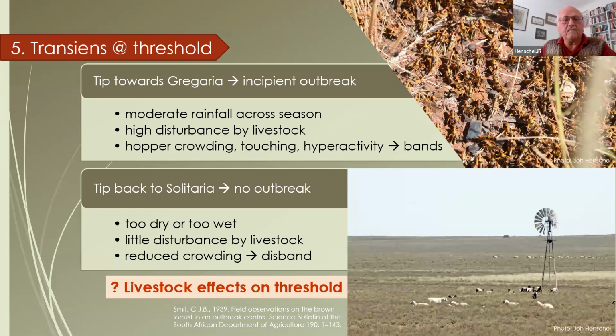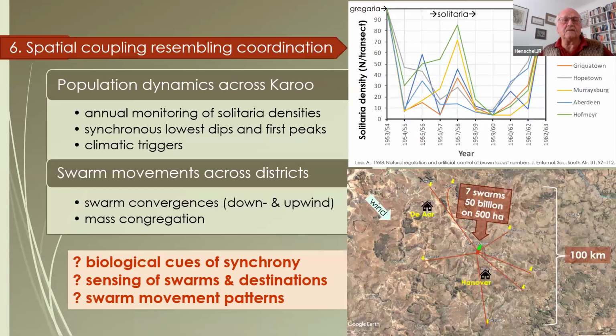You get crowding of the hoppers, and then they form bands, which then form swarms of gregaria, or they can tip back to solitaria when it's either too dry or too wet, or there's little disturbance by livestock, or there are other aspects. It's not been specifically studied. They can switch back to solitaria. That aspect needs to be much better understood to see how swarms start.